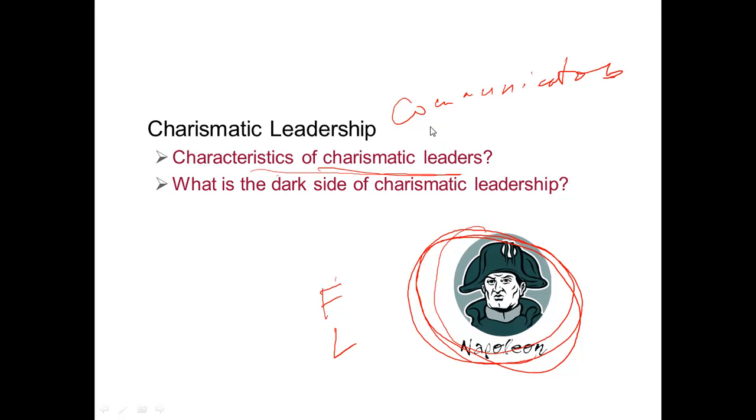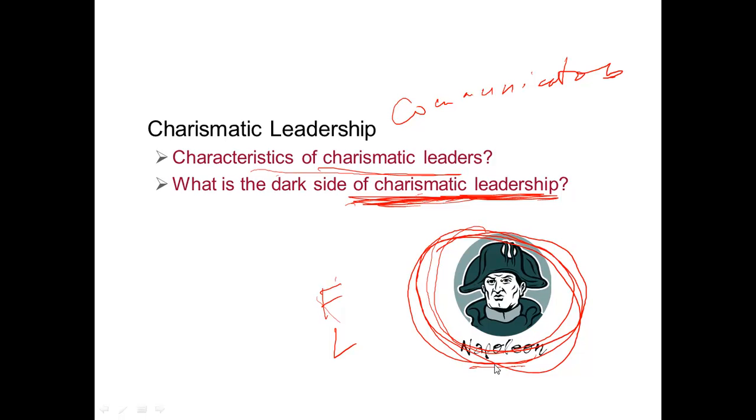And they tend to be very self-confident in their communication. They often take risks, and they have a vision that people are often very much attracted to. So this leads me to the next question. Some of the best and worst leaders in history have been charismatic leaders. The dark side is there is usually no in between with charismatic leaders. You're either with them or you're against them.